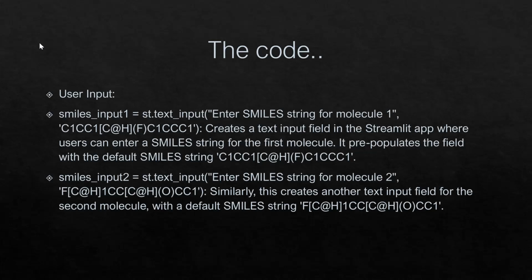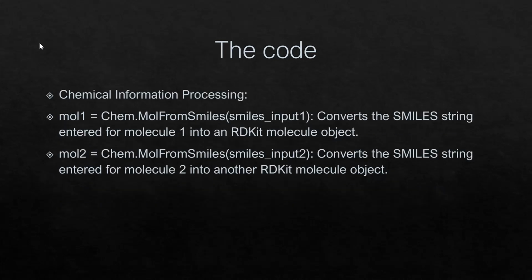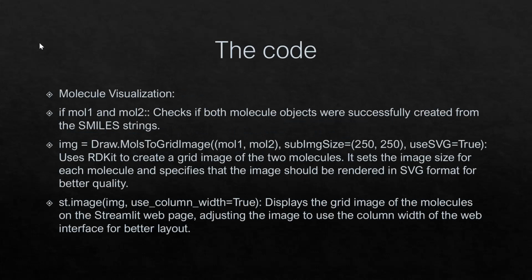So first of all, when you are putting in the SMILES, it creates a text input field in the Streamlit app, where users can enter a SMILES string, and it pre-populates the field with a default SMILES. Similar with the second input too. Now in the next step, what is known as chemical information processing, the two molecules that we see, we are getting the molecule and converting it to an RDKit molecule object, so that we can draw it from SMILES strings.